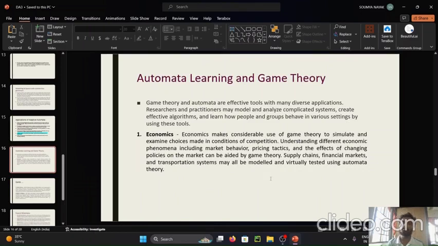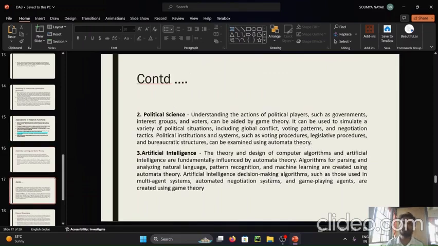Let's give an example of economics. Economics makes considerable use of game theory to simulate and examine choices made in conditions of competition. Different economic phenomena, including market behavior, pricing tactics, and the effects of changing policies on the market, can be aided by game theory. Supply chains, financial markets, and transportation systems may all be modeled and virtually tested using automata theory. Same thing, you can take some points about how it's been useful in the economic section, and the same with the political section and the artificial intelligence section.